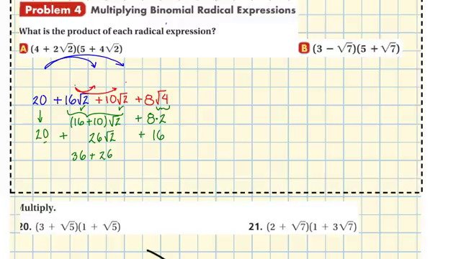Example B follows the same principle. Since we have binomials, things that have two terms, we have to multiply them together. And I made a little mistake. I wrote the wrong expression. So let's erase it. So we're going to multiply together 3 minus the square root of 7 and 5 plus the square root of 7. So let me rewrite the expression, okay, and begin to FOIL.